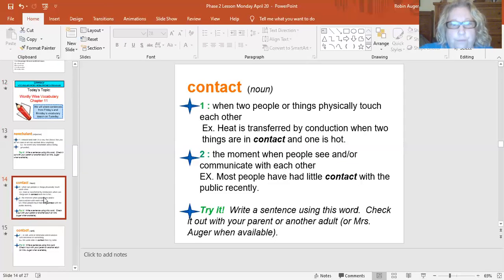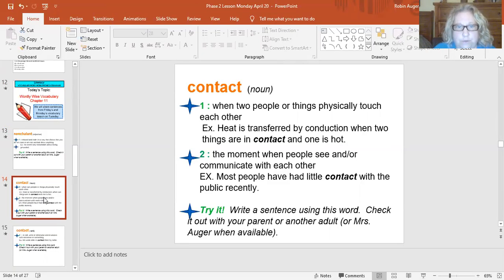Okay, part 2 of the noun contact. The moment when people see and or communicate with each other. Okay, the moment when people see or communicate with each other. Most people have had little contact with the public recently.